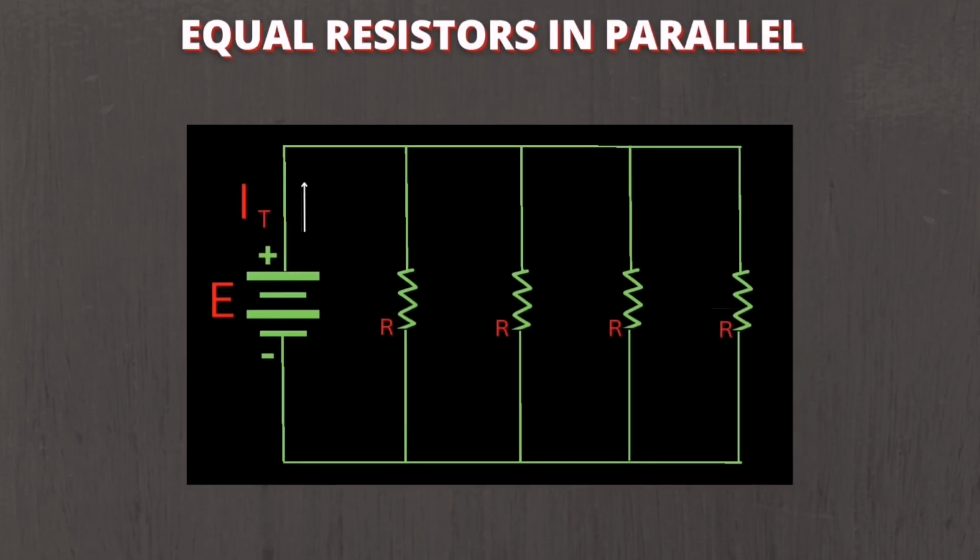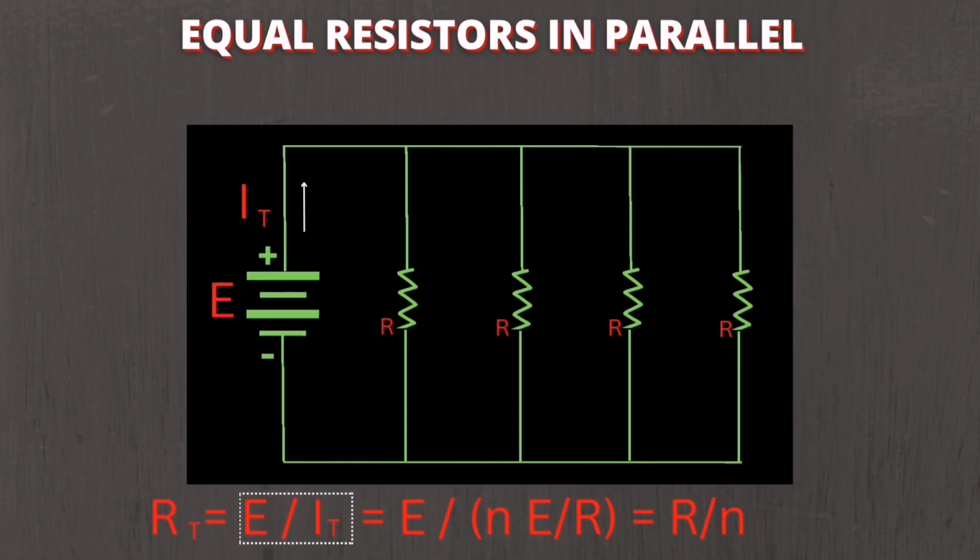The next condition guys, which is number 4, the total equivalent resistance of the circuit, R total, is equal to E divided by I of t, or E divided by N multiplied by E divided by R, or simply R divided by N. For R sub t, which is equal to E divided by I sub t, R sub t is the total equivalent resistance, E is the voltage source, and I sub t is the total current flowing in that circuit.